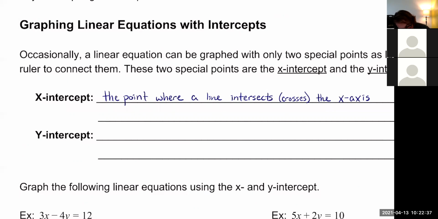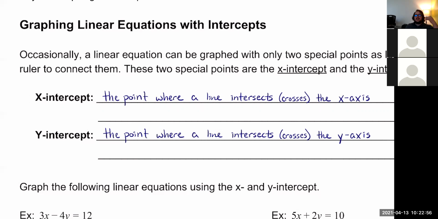I'm actually going to cheat here real quick. Check this out. It's not exactly the same though, because it's not where it crosses the x-axis, it's where it crosses the y-axis. So the x-intercept is where your line crosses the x-axis. The y-intercept is the point where a line intersects or crosses the y-axis.